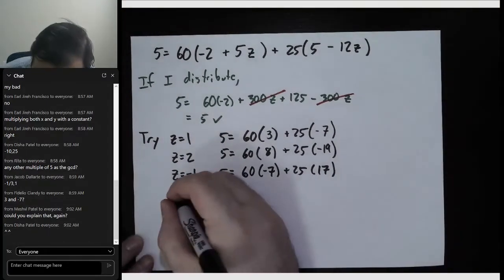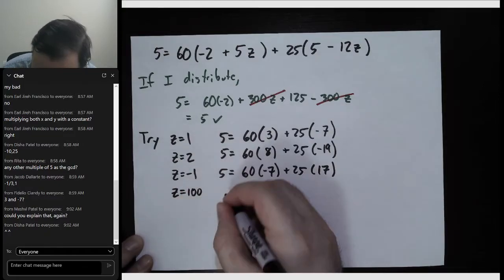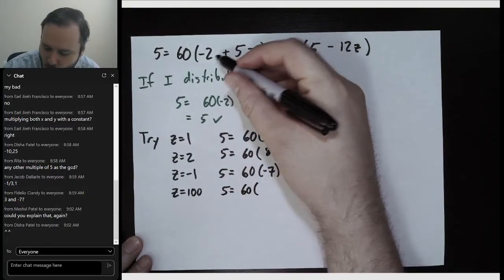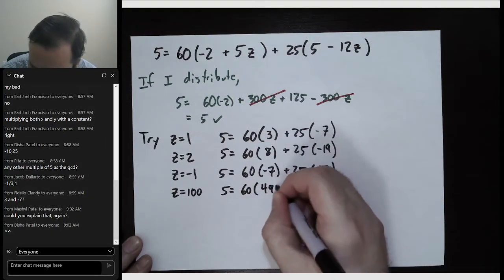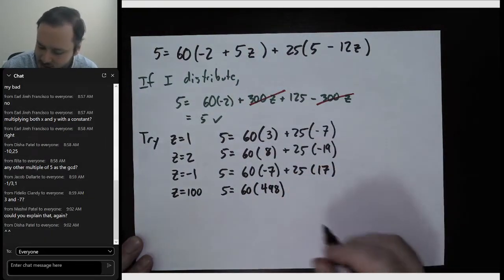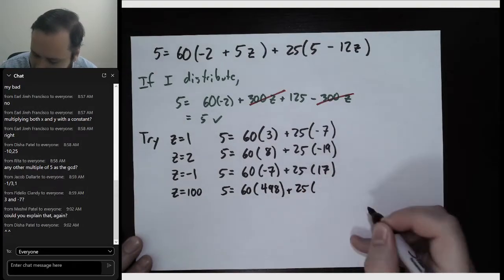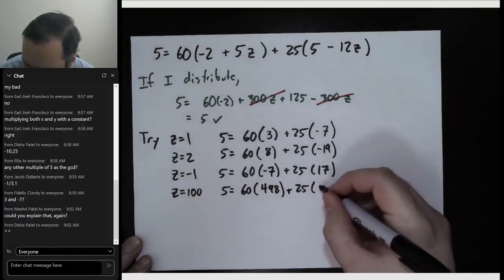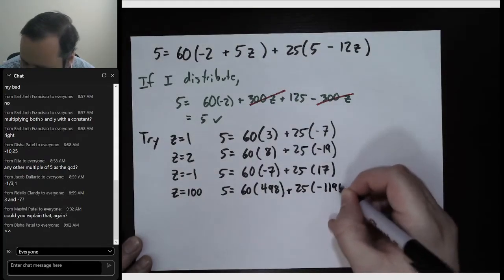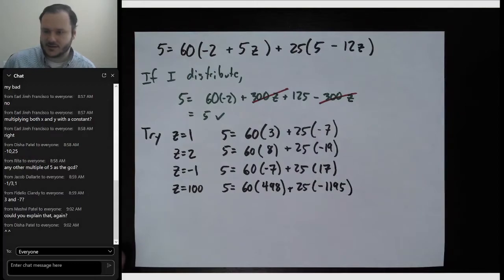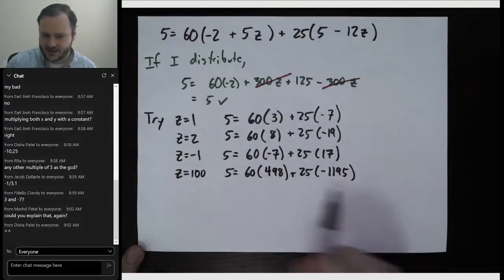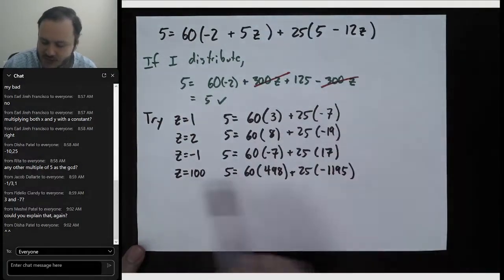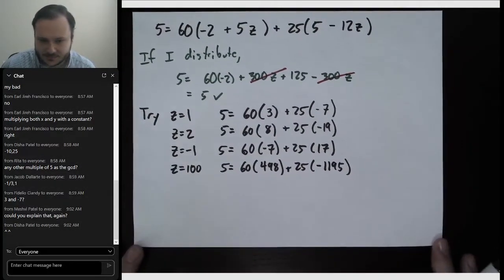This even tells me things like 5 is 60 times 498 plus 25 times 1200 minus 5, negative 1195. Right? This was not a solution we were going to guess, but it works, and this equation tells me that it works. Lets me find it.